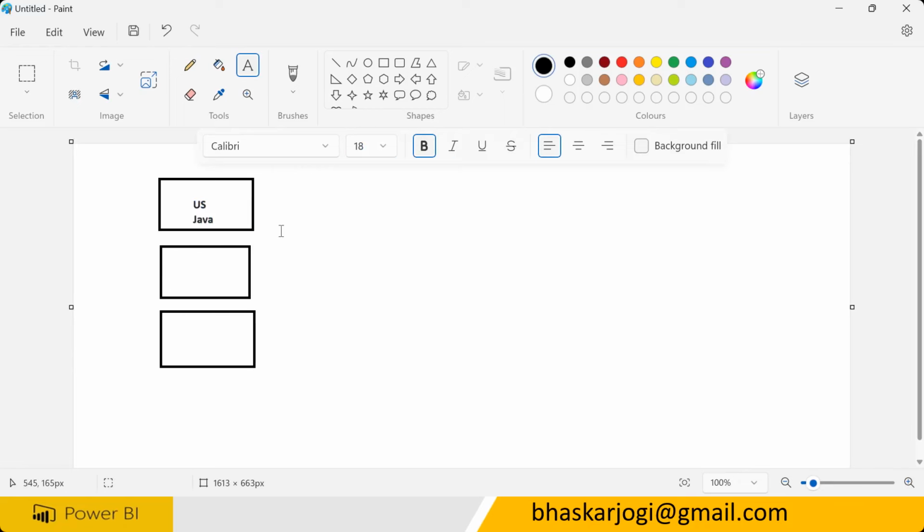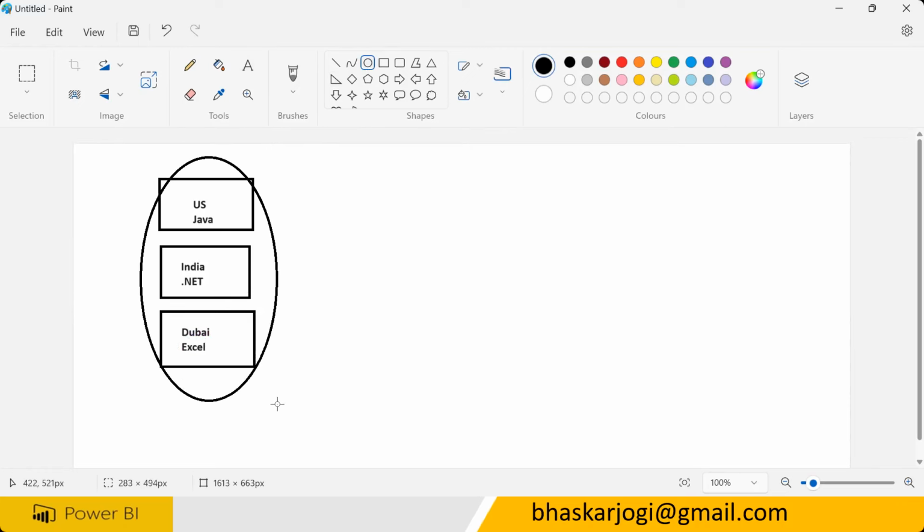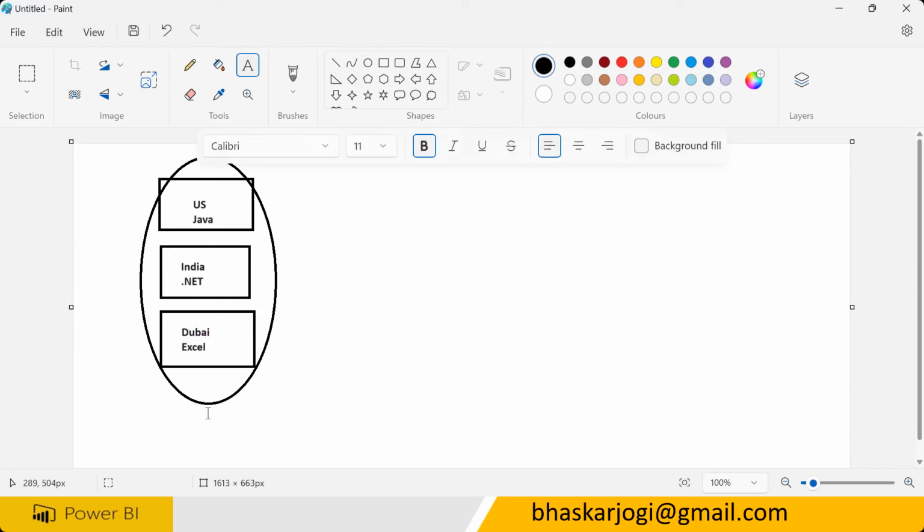Okay. So the US has data in Java. In India, we have data in .NET servers. When you go to, let us say, Dubai, where the Amazon call center is available, all the data may be in Excel sheets or maybe text files, notepads. All the data belongs to Amazon company. It is not your data, it is Amazon company's data, right? So all the data can be combined.